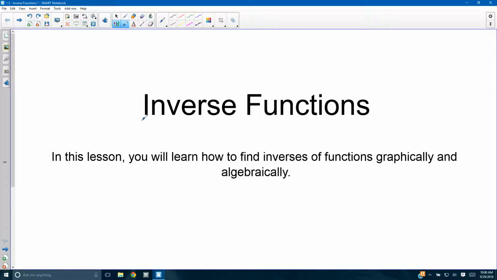Hello and welcome. You are going to look at an overview on inverse functions. In this lesson, you will learn how to find inverses of functions graphically and algebraically.